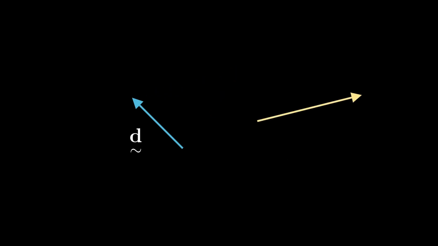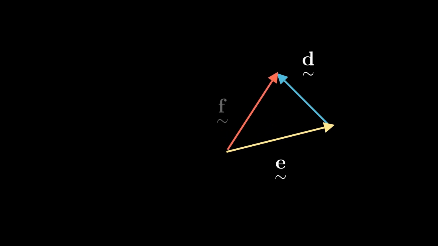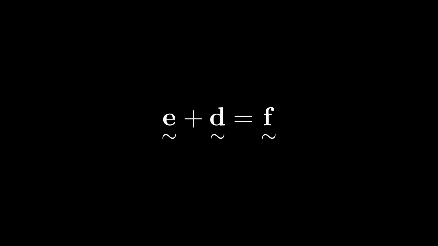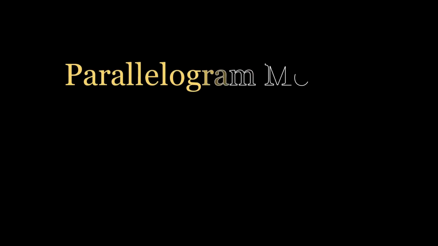Let's see if there's a difference if we now instead add vector D to vector E. So we do the same thing. We're going to move the tail of vector D to the tip of vector E, and we see that it adds to make vector F, which is the summation of vector E and vector D. So what we notice algebraically is vector E plus vector D is the same as vector D plus vector E. This method is known as the tip-to-tail method.